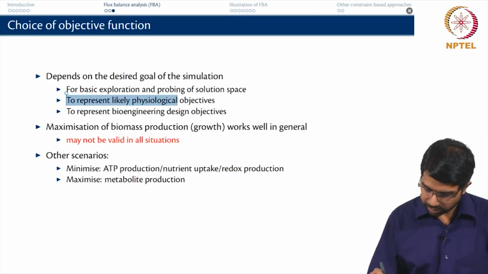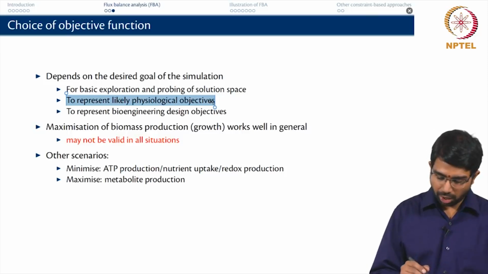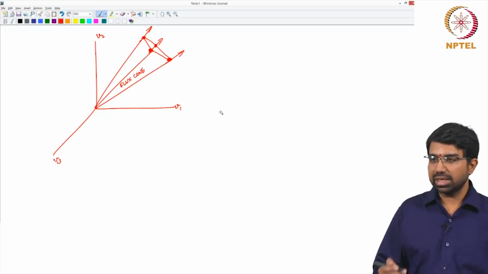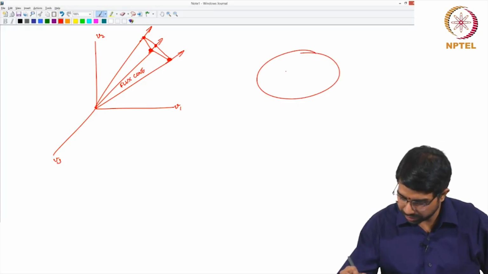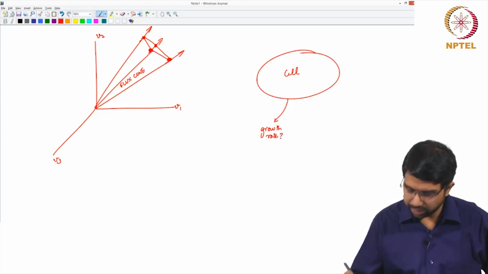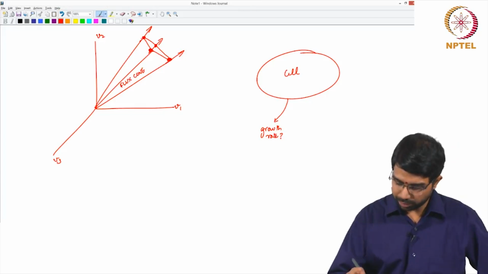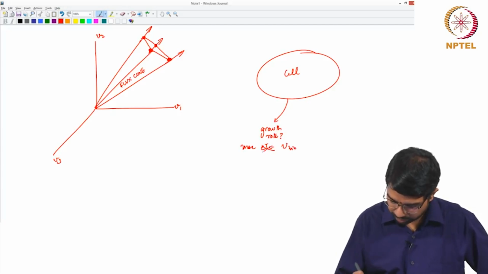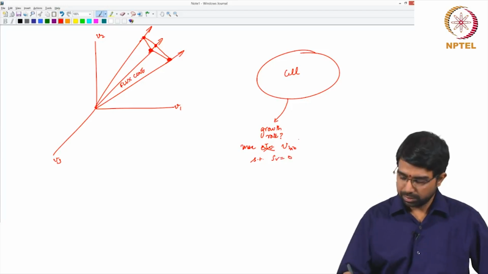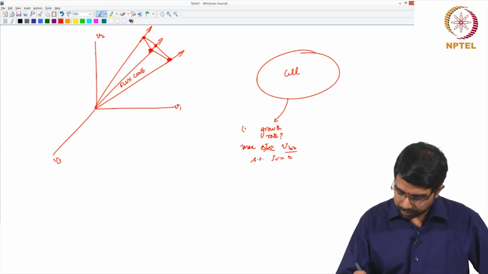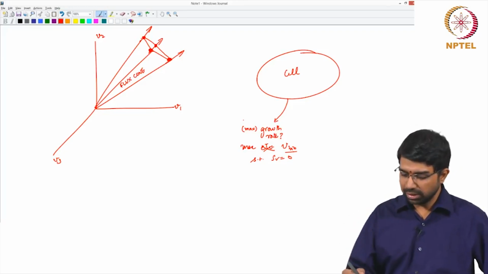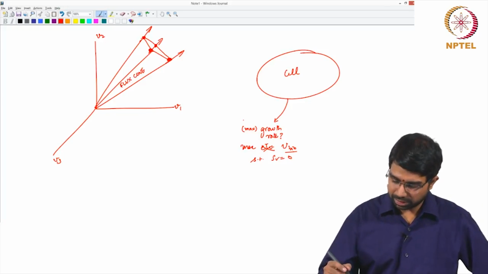Let us say you are representing a likely physiological objective or you are representing a bioengineering design objective. These are two classic cases where you will use FBA. Why would you use FBA? You have a cell and you want to predict what its growth rate is in a particular medium. You can use FBA, right. You compute max C transpose V, that is basically some V biomass, such that you get the max possible growth rate, and under ample nutrient conditions usually the cells grow at their maximum growth rate. So, you find that it usually agrees very well in practice.